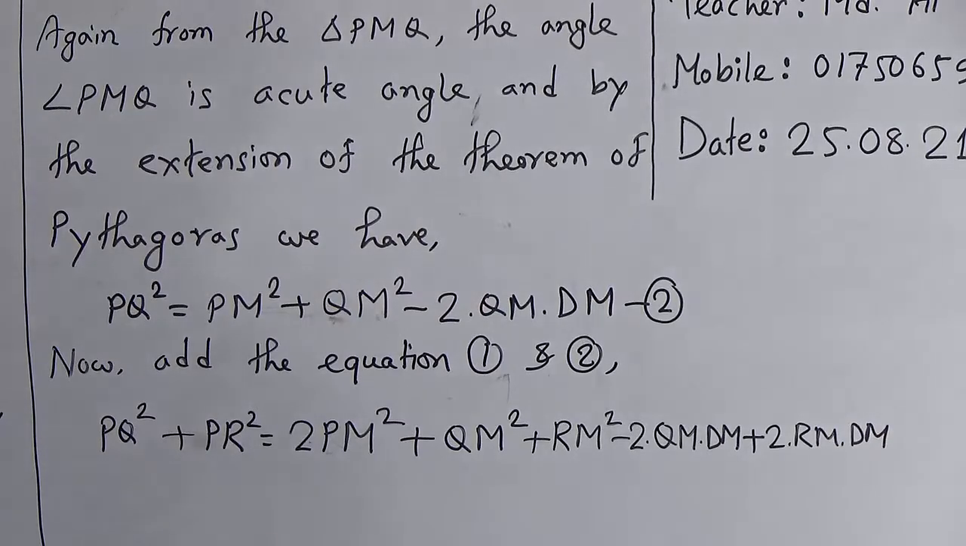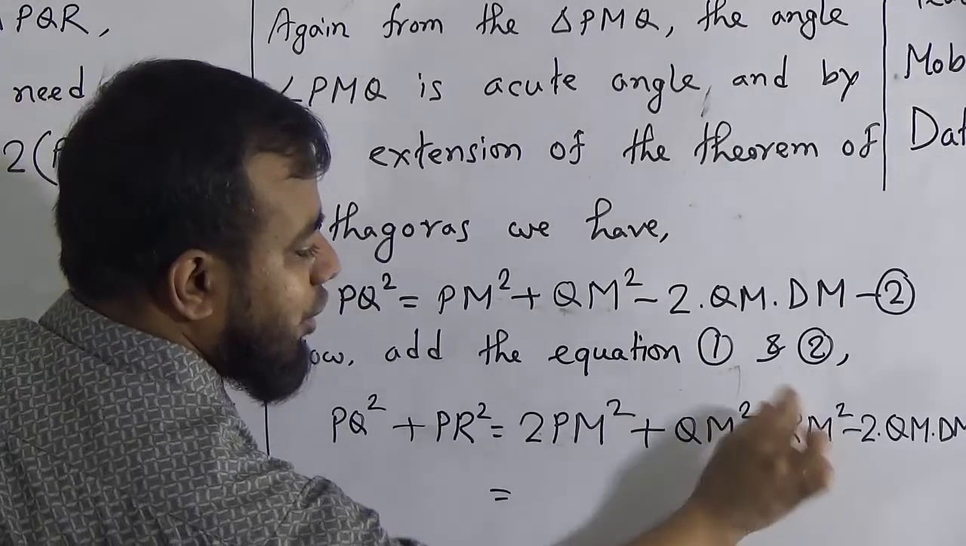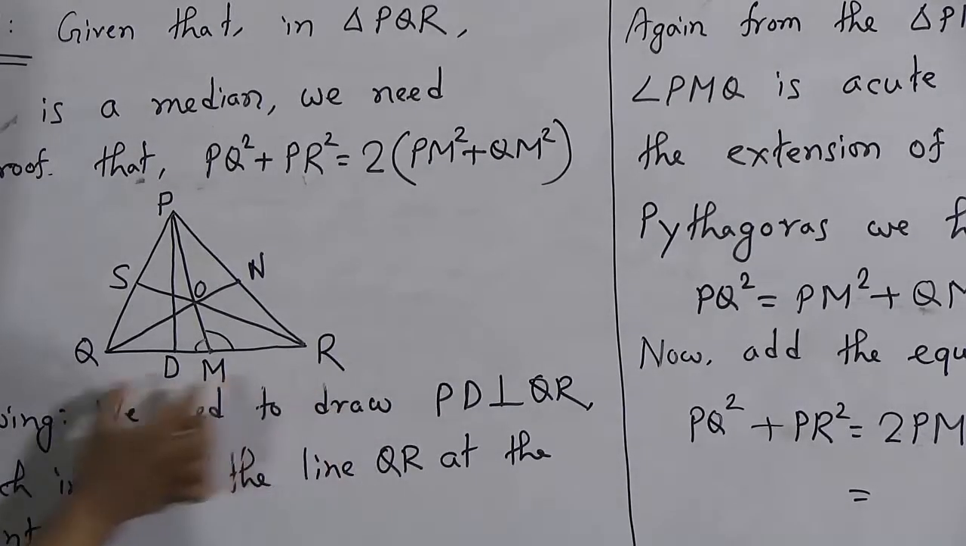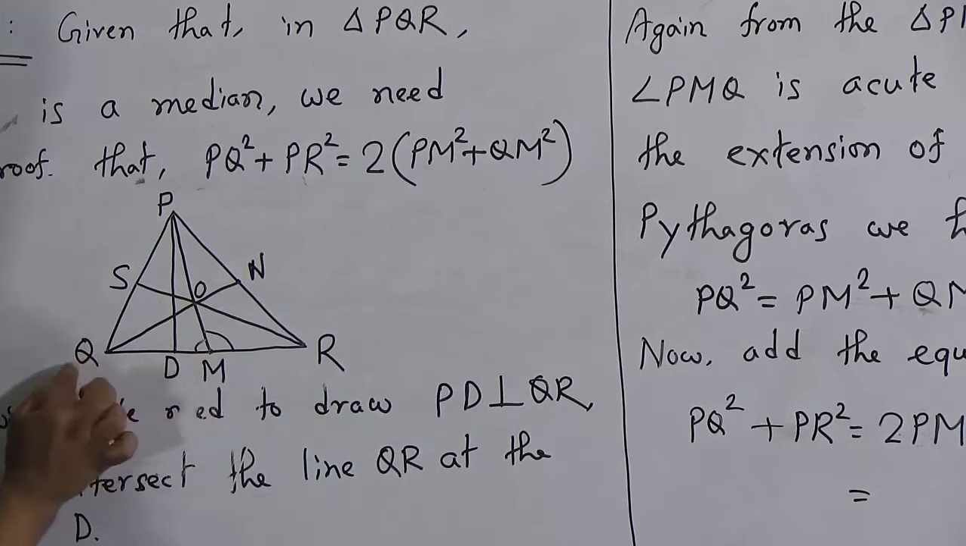Now my dear students, in the right side we need PM square and we need QM square. We need only QM square; it remains unchanged, but we don't need RM square. In place of RM square, what can we put? Look at the figure. RM is equal to QM, because M is the midpoint of QR.